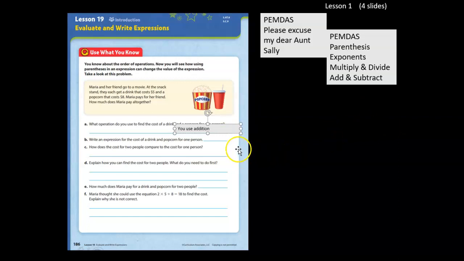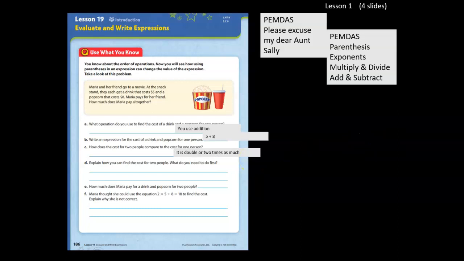Write an expression for the cost of a drink and popcorn for one person. That expression would be 5 plus 8. $5 for the soda, $8 for the popcorn. Letter C. How does the cost for two people compare to the cost for one? Well, it's doubled, or you could say 2 times as much.